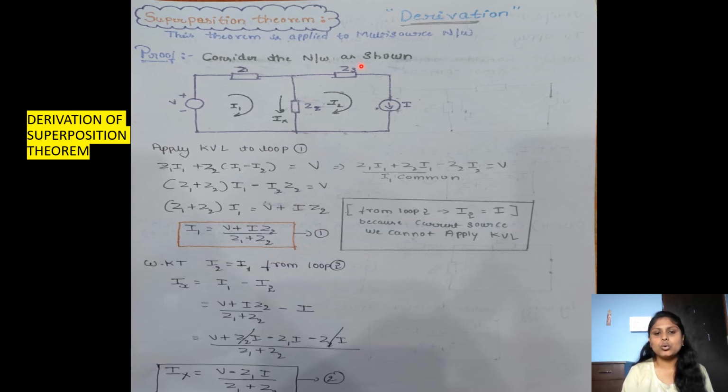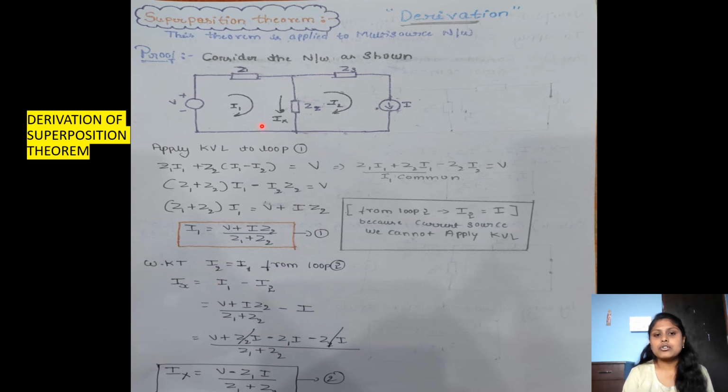Then loop 2. We cannot apply KVL for loop 2. Why? Because here it is a current source. For a current source, we cannot apply KVL, so I am not applying KVL here. Here the I2 current is flowing, so I2 is equal to I from loop 2.